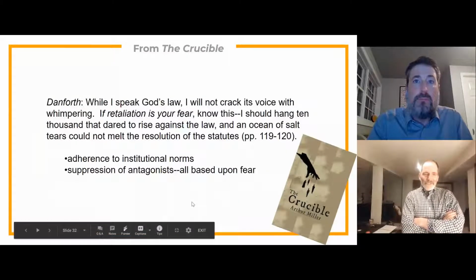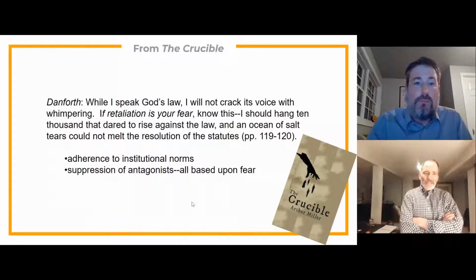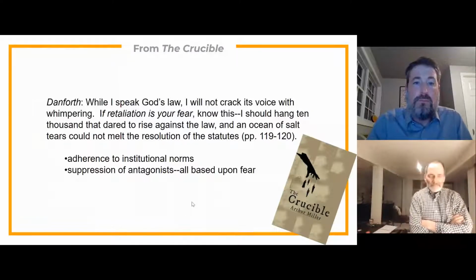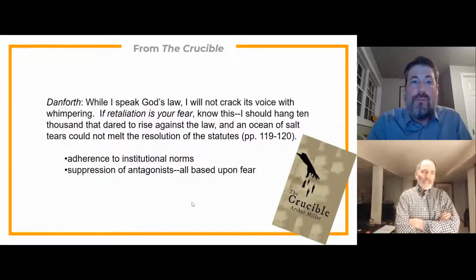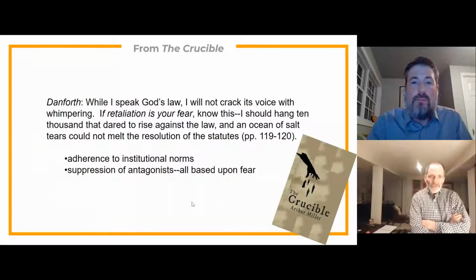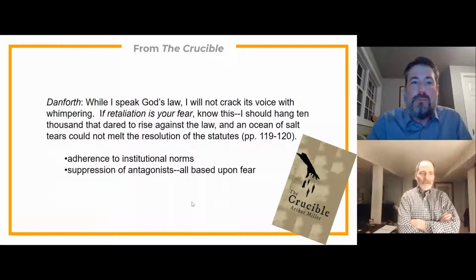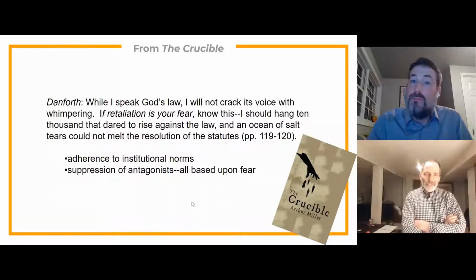So let's just look at an example from The Crucible. This is Danforth speaking, two-thirds of the way through. "While I speak God's law, I will not crack its voice with whimpering. If retaliation is your fear, know this: I should hang ten thousand that dared to rise against the law, and an ocean of salt tears could not melt the resolution of the statutes."